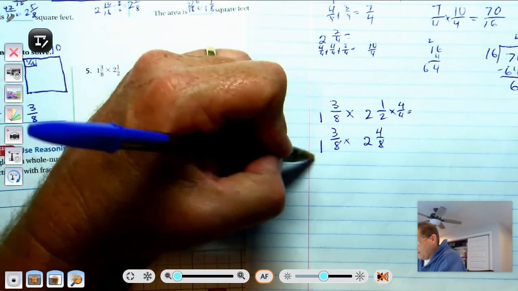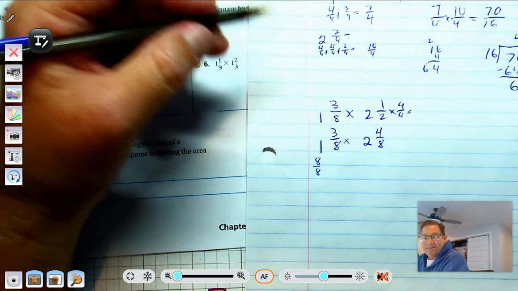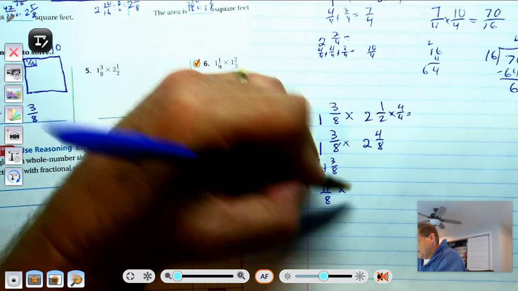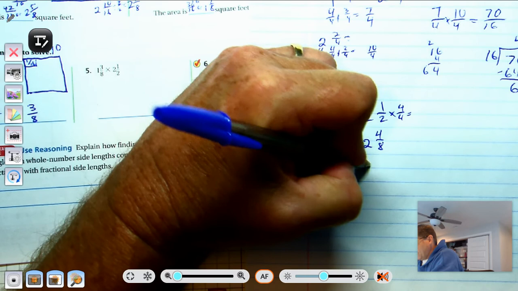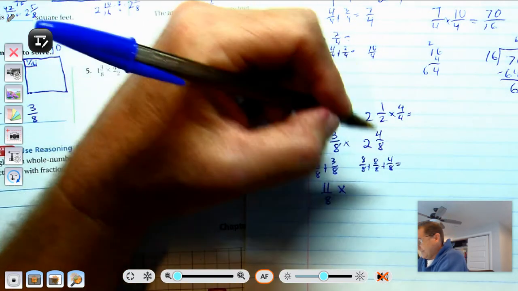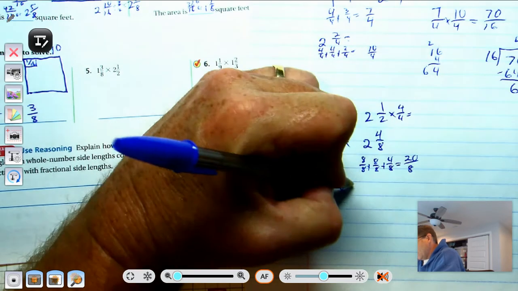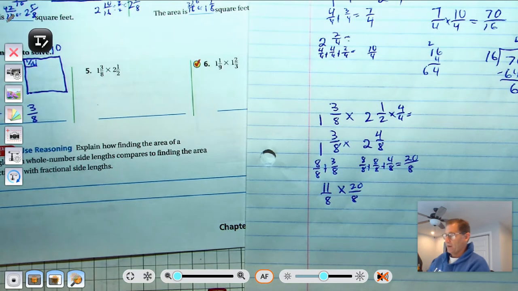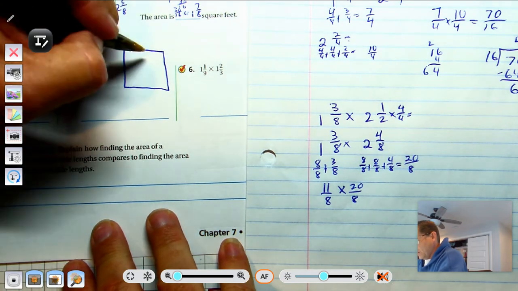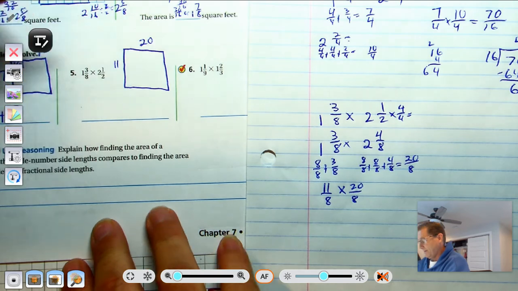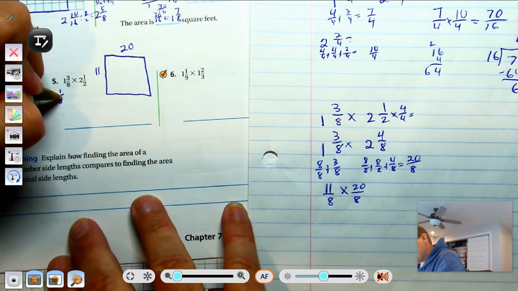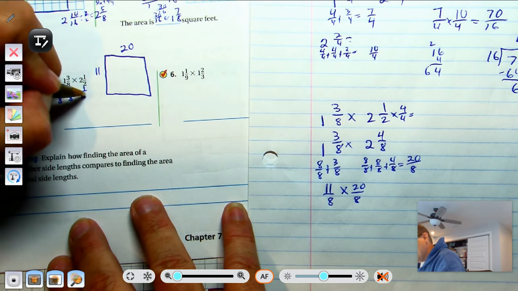Okay, let's turn these into fractions greater than 1. In one whole, there's 8/8 plus the 3/8 is 11/8 times 8/8 plus 8/8 plus 4/8. So 8 and 8 is 16 plus 4 more is 20. So 20/8. So our model for this one would be 20 by 11. And each square is 1/8 by 1/8, or 1/64.